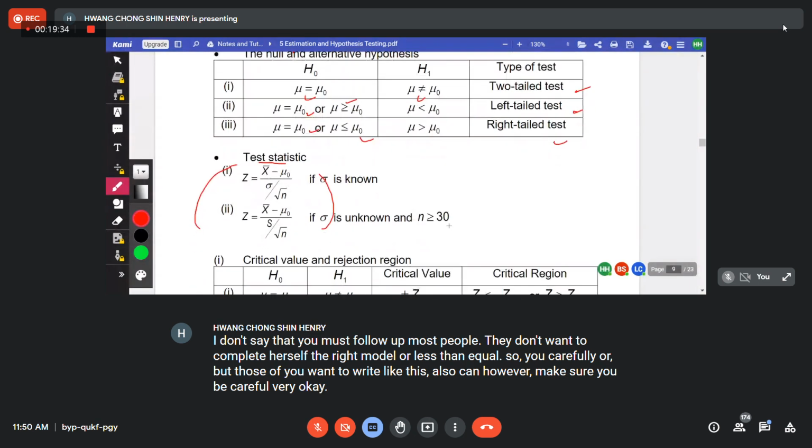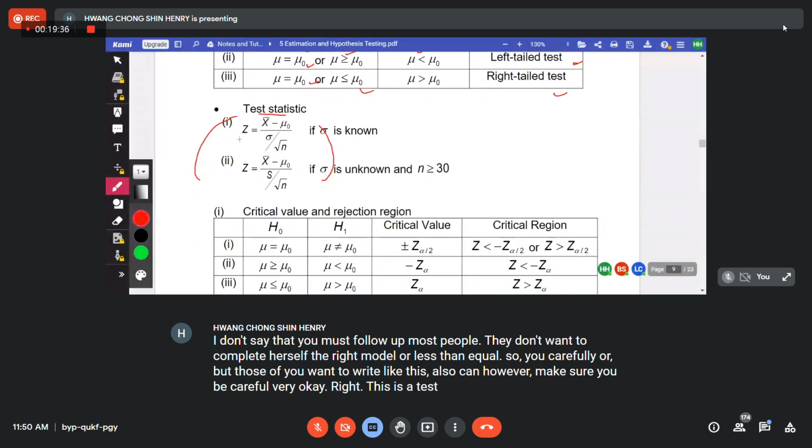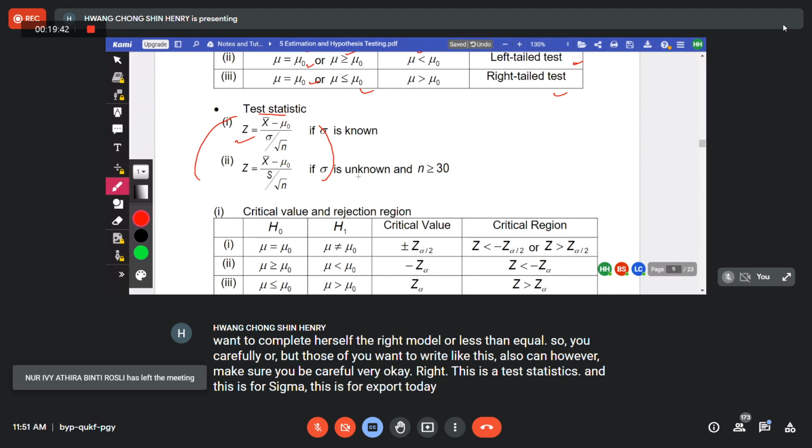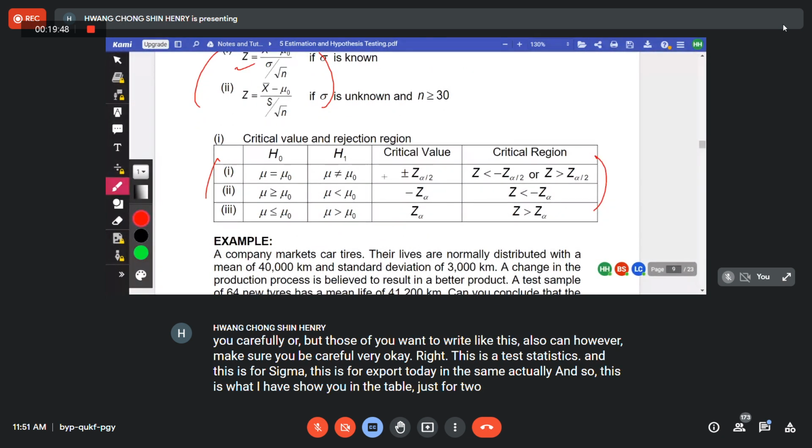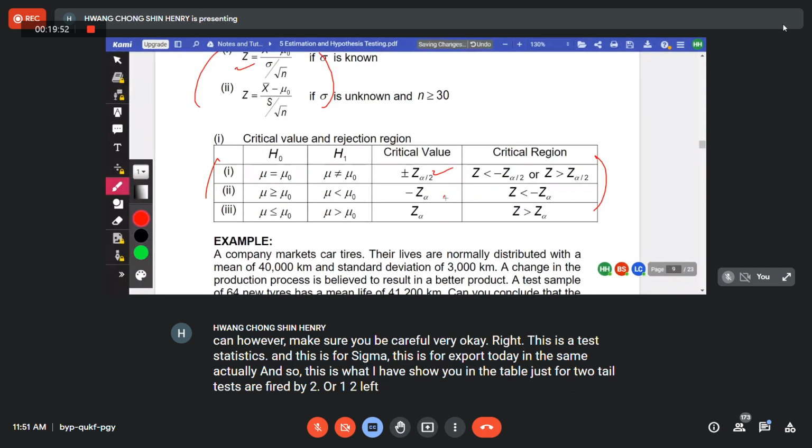Okay? Right, this is the test statistic to calculate Z. This is for sigma, this is for S. Both of them are actually the same. Okay, so this is what I showed you in the table just now. For a two-tail test, alpha has to be divided by 2. For one tail, left or right, alpha does not need to be divided by 2.